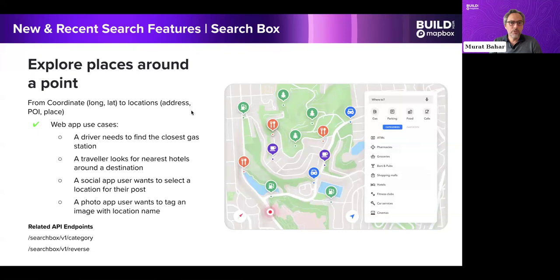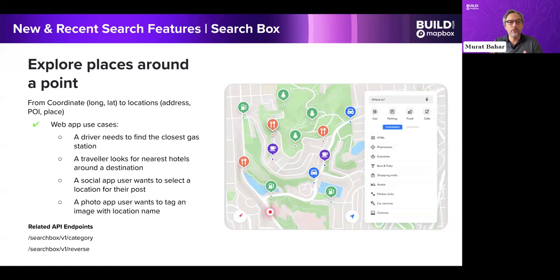The second important use case is when you give coordinates and get back locations. So think about use cases like a driver needs to find the closest gas station, or a search user is looking for a hotel around where the user is, or you're building a social app and you want a check-in feature. You want to select a location for check-in, or you want to tag a photo with nearby locations.